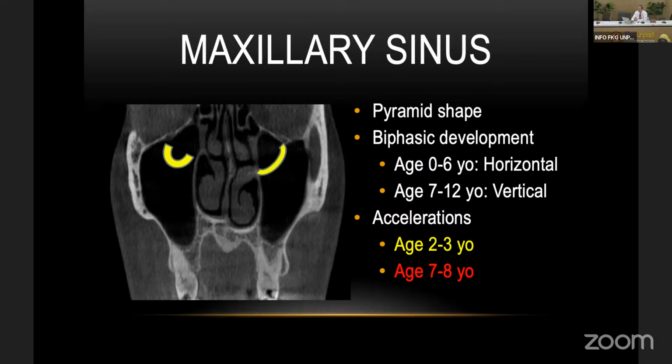There are two phases. The first is in the first 2 to 3 years of age, when the sinus is small, and by 7 to 8 years of age it reaches this point. When they mature, the sinus floor is usually below the floor of the nose, the hard palate. So that's the normal: below the floor of the nose.